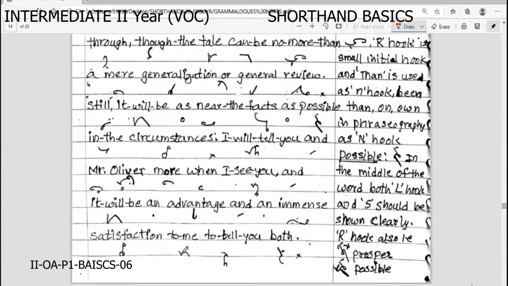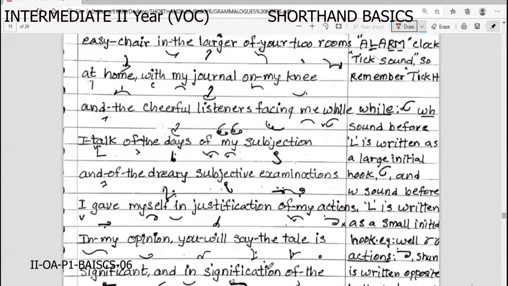To me. To Grammalogue to M on the line. To me. To tell you. To Grammalogue like tick on the line. And tell is tell and you. Tell you. Both. B. O vowel. That's why B on the line and it. Both.